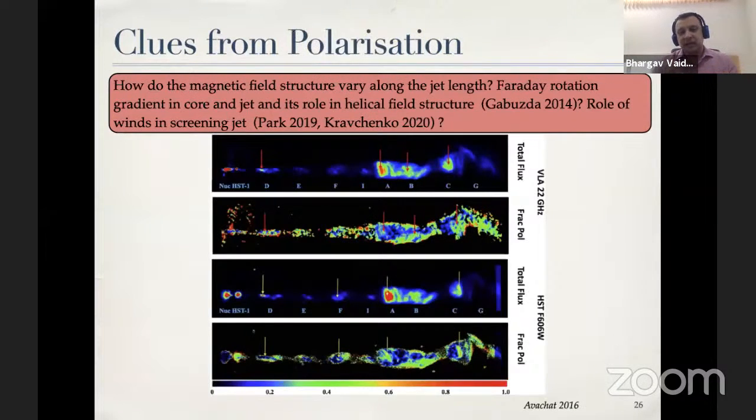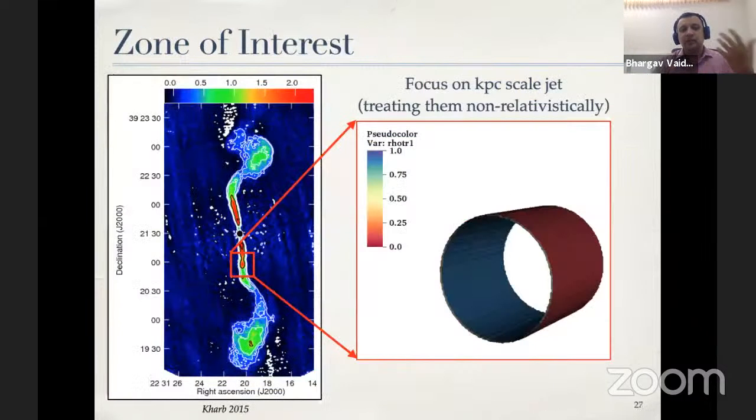And another aspect we want to understand is polarization, because that also gives a very important clue on the structure of the magnetic field, especially at very large scale, and how that can be related to the emission signatures. So with this in mind, again we adopt this idea of focusing at much larger scales, on a small portion of the jet, now treating it non-relativistically, because we're working at a much higher scale, that is kiloparsec scale.